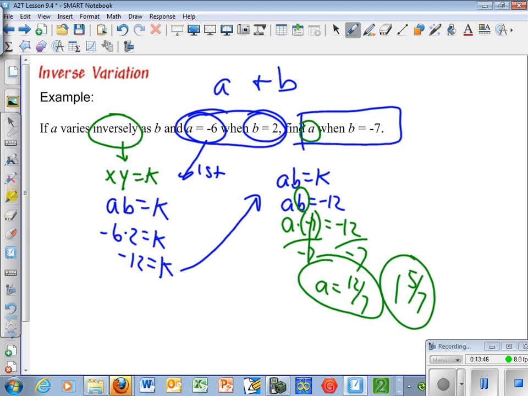I would just leave that one as a fraction. I mean, you could find the approximate decimal. You don't really want to do any rounding here, so that one I would basically leave as a fraction.